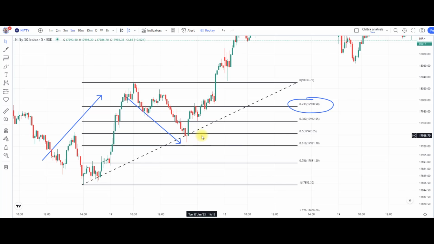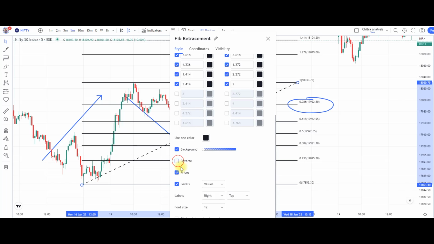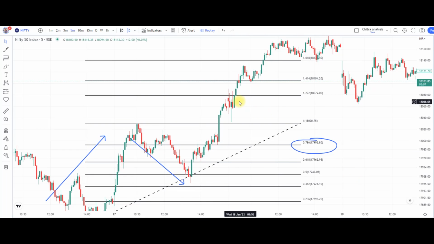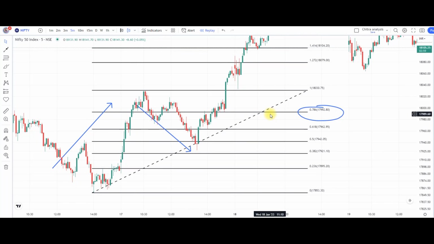So price retraced till 0.5, that is 50%. So we can calculate the target now. So for that, double click on the Fibonacci and click on reverse. Click on OK. So the first target is, we can see, 1.272, second is 1.414 and third target is 1.618. So all our three targets got achieved for intraday also.